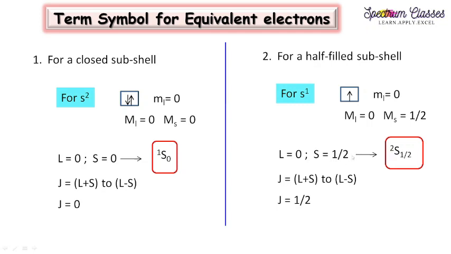2 into 1 by 2 plus 1, we will get 2. And what about our J? J is L plus S to L minus S. So J is equal to 1 by 2. So here we are having 2S 1/2, right? So this is how we are having it for the closed shell and for the half-filled shell.